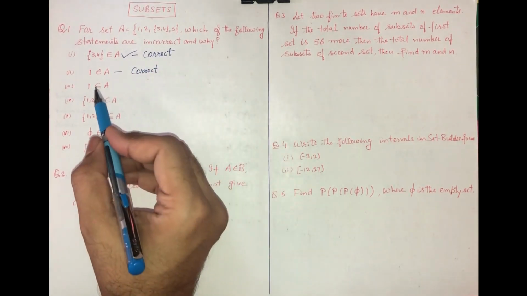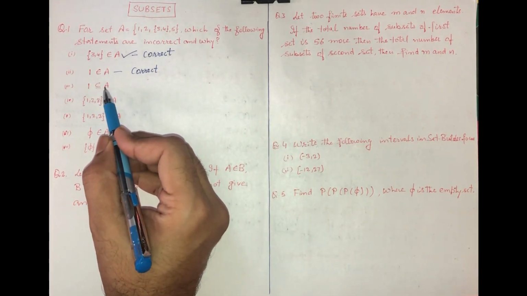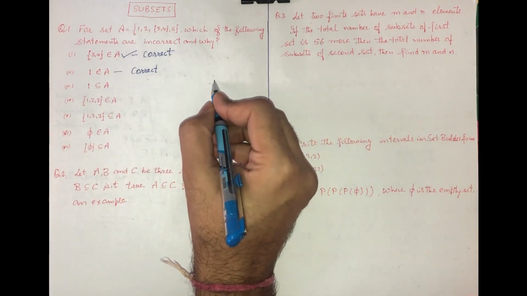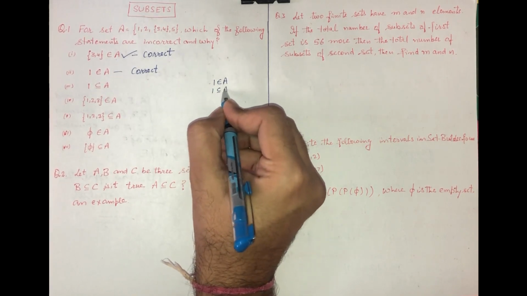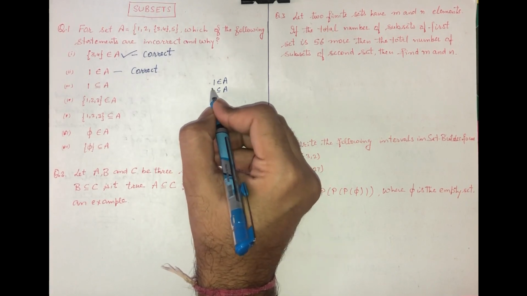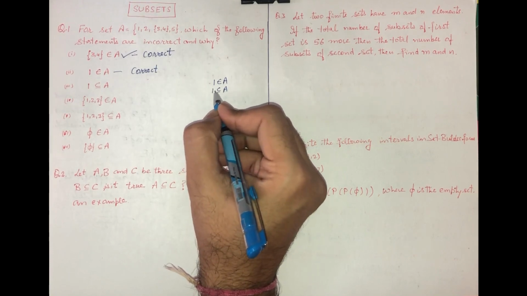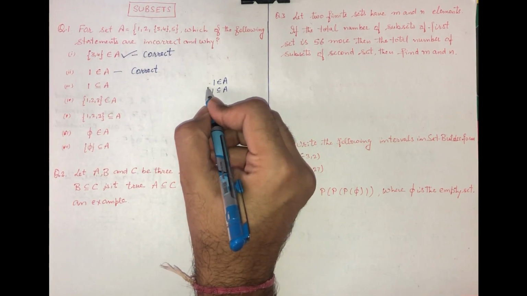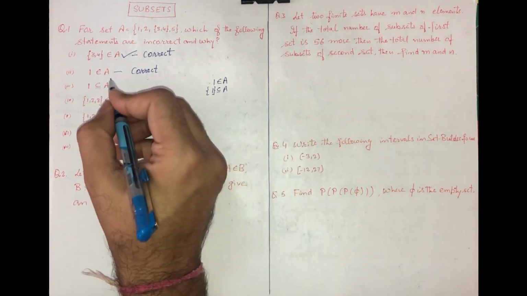Third question. {1} is subset of A. Now make it clear that the symbol 1 belongs to A and 1 contained in A, they are different. For an element to be contained in A, that has to be a subset. So if it is of like this, then it is contained in A. So this is incorrect.